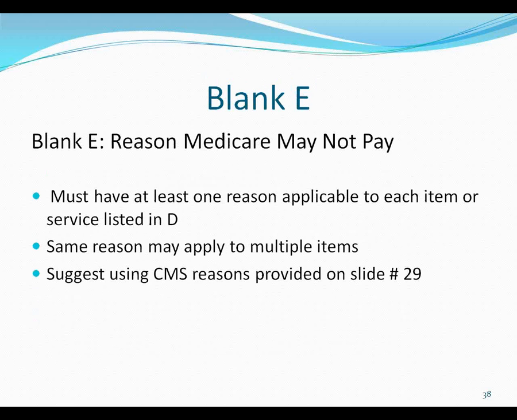In E is the reason for medical that Medicare may not pay, and you must have at least one reason applicable to each item that's in section D. But the same reason may apply to multiple items. So if you're charging nursing and home health aide, each one of them will have the reason because the patient is not homebound. And under E, it is suggested to use the CMS reasons that I provided back on slide 29.